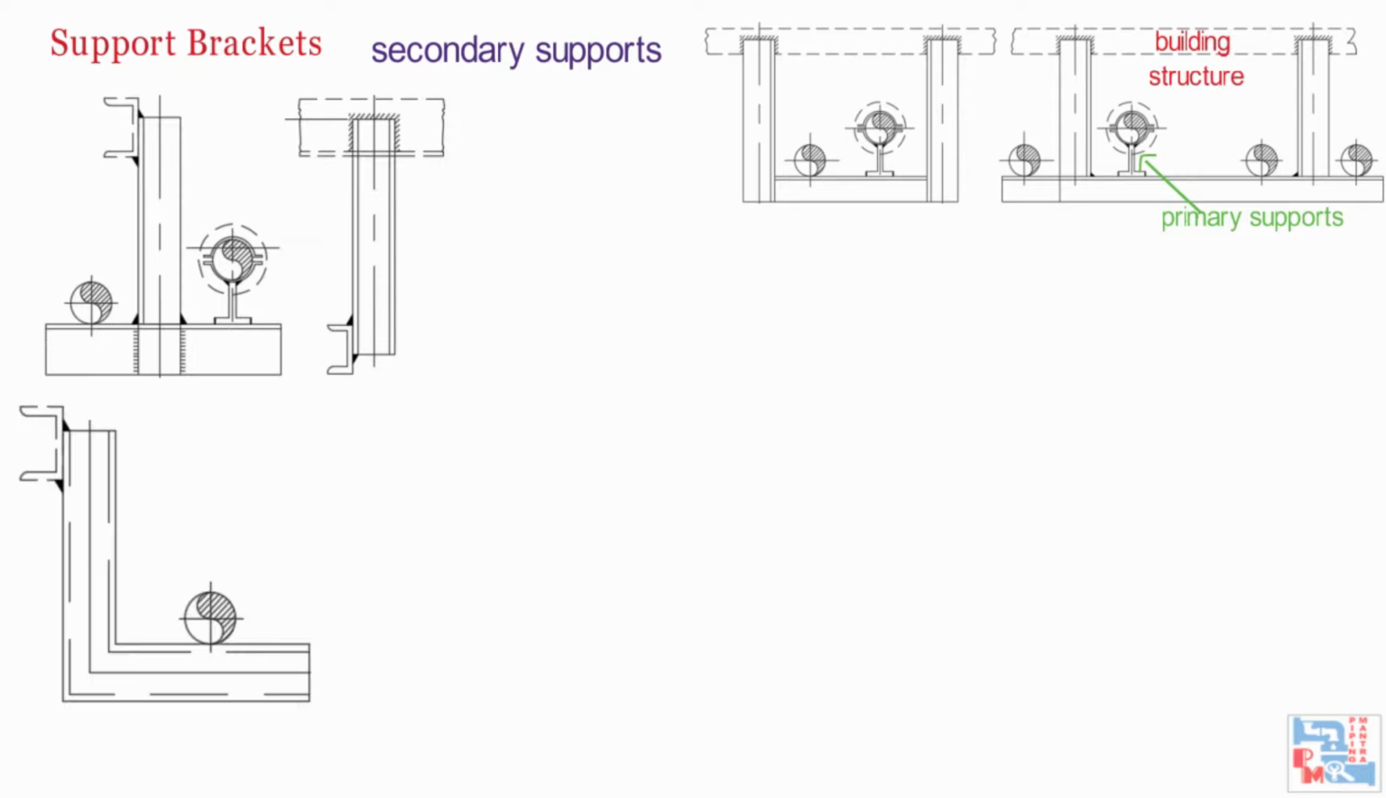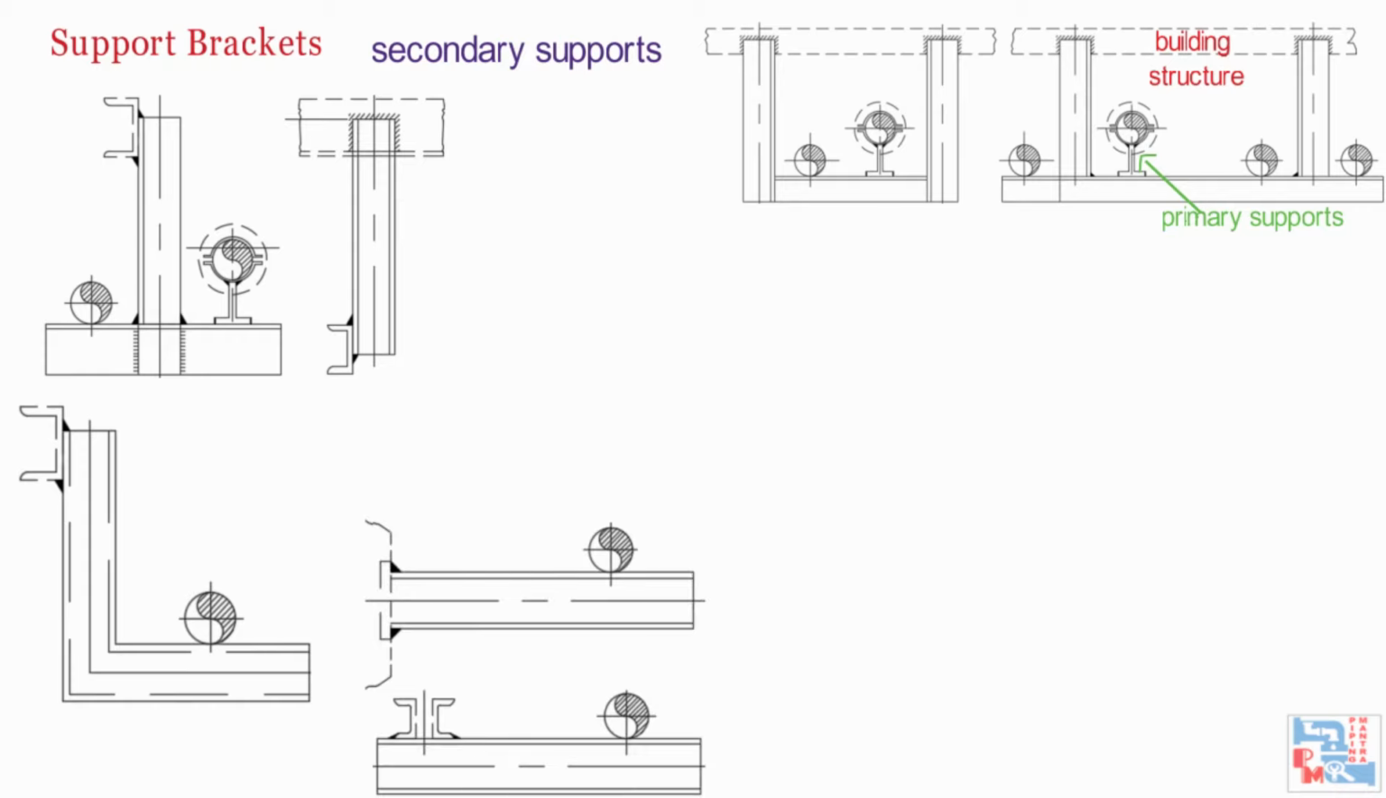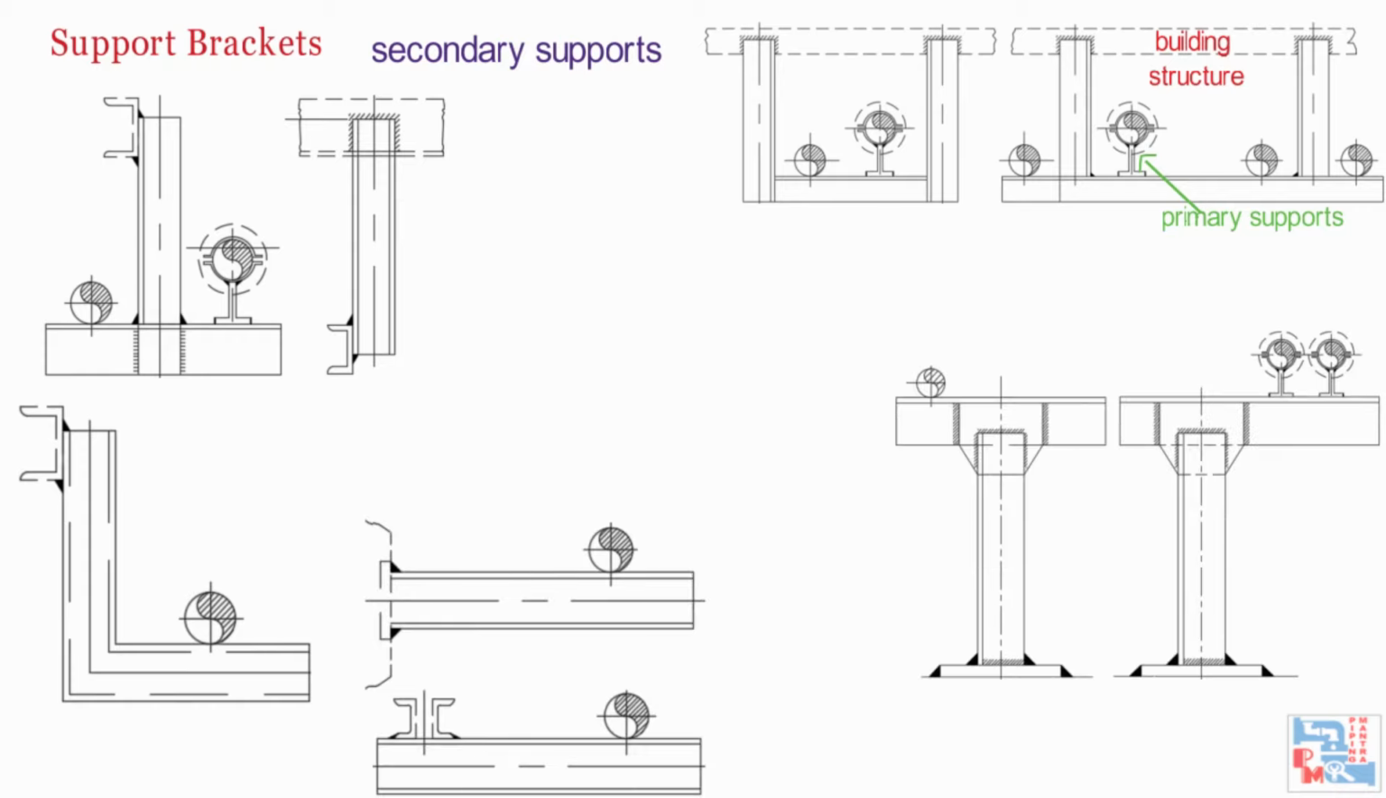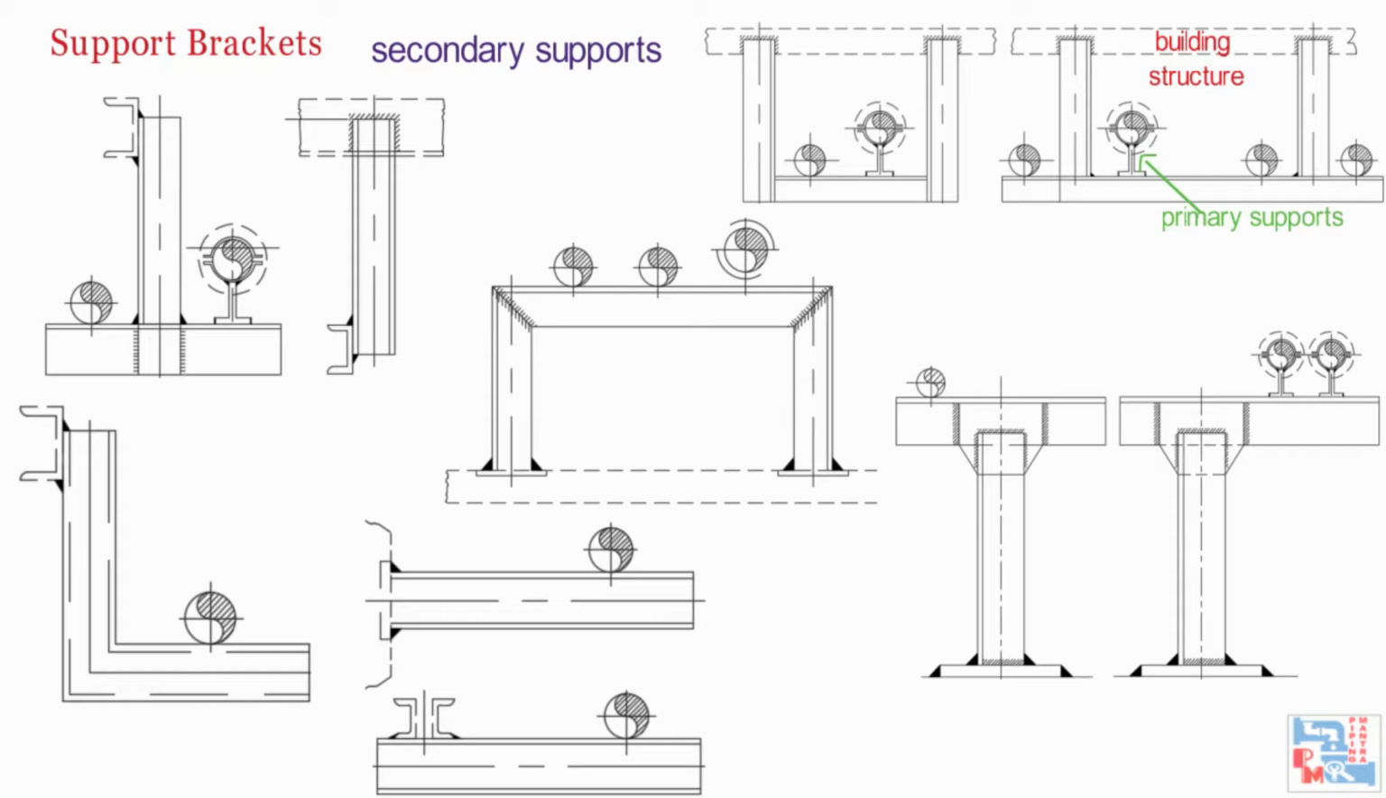These are required at places where the pipe cannot be directly supported from a building structure or any foundation. The members used for brackets are structural items like beams, channels, angles, plates, etc. On your screens, you can see different arrangements of secondary supports.